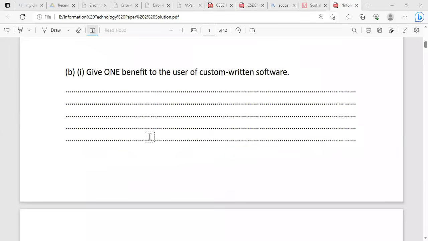All right, guys, here's another question. It says, give 1 benefit to the user of a custom written software. You have 1 minute to type in the answer, guys. What's 1 benefit to the user of a custom written software? Put that in the comment section. All right, so what is 1 benefit of the custom written software?